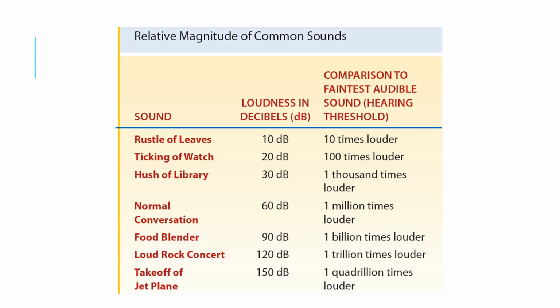This table gives an idea of what common sounds are in terms of their loudness on the decibel scale. Soft sounds tend to have lower decibels, like the rustling of leaves, which is considered to be at 10 decibels. Compare that to normal conversation, which is at 60 decibels and is about 1,000,000 times louder than that of nothing. And then takeoff of a jet plane is at 150 decibels, which is 1,000,000,000 times louder when we look at those differences in sound waves and loudness.